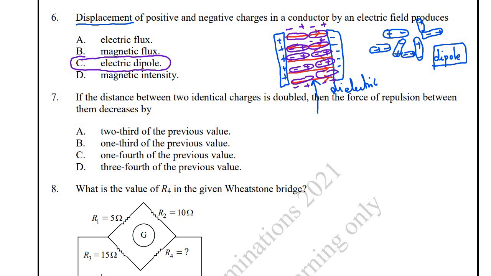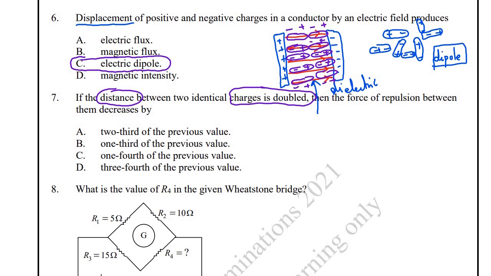Now let's see question number 7. If the distance between two identical charges is doubled, what would be the effect on the force of repulsion between them?